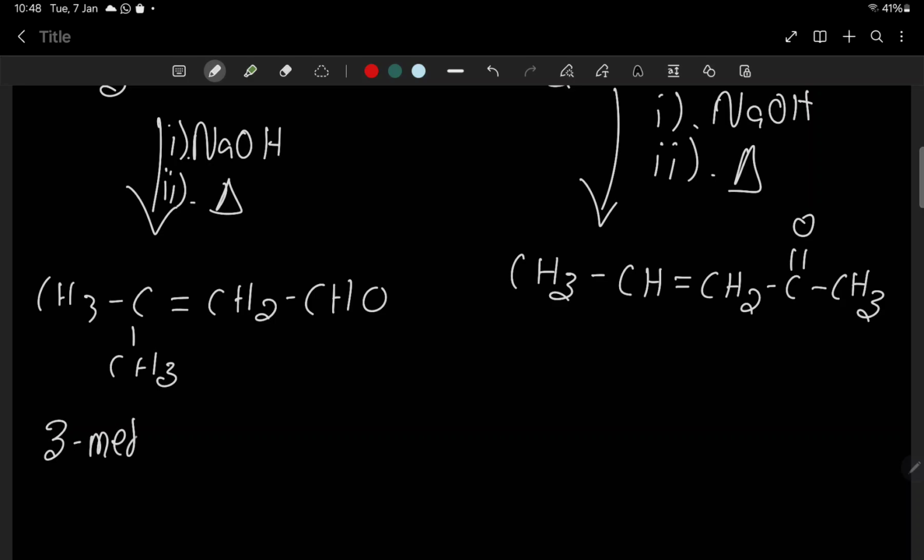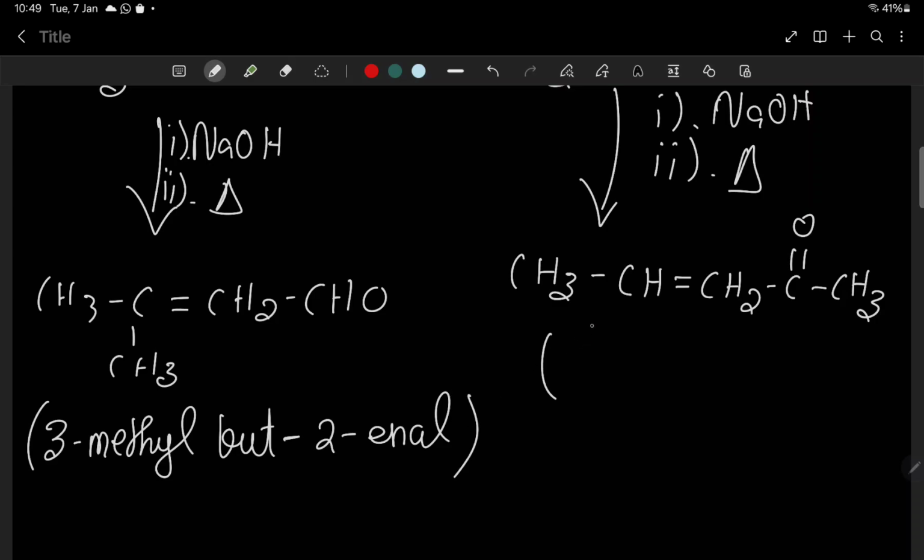3-methyl, 1 2 3 4, right? But 2-ene-1-al. No need of 1-al and all. But 2-enal. Okay, this compound can be named as 1 2 3 4 5.